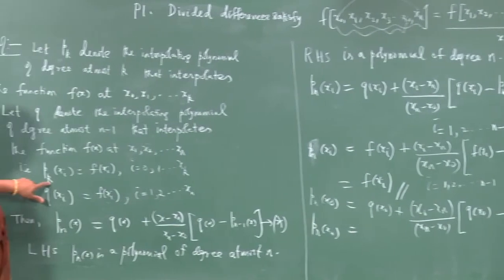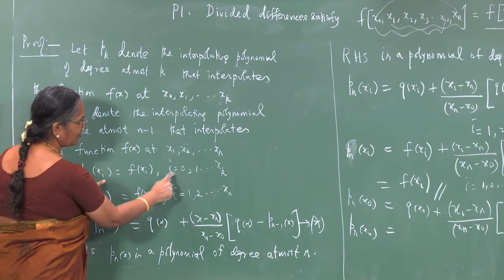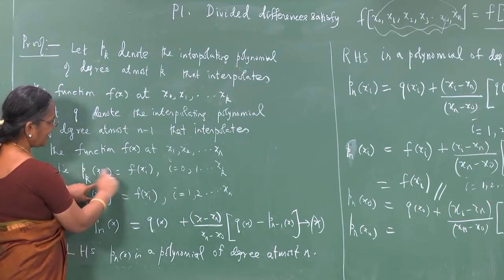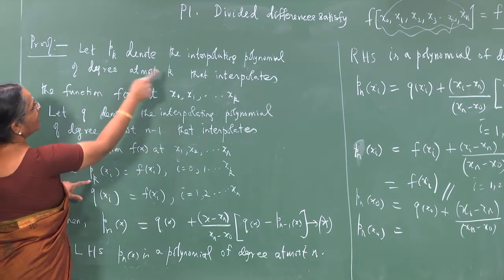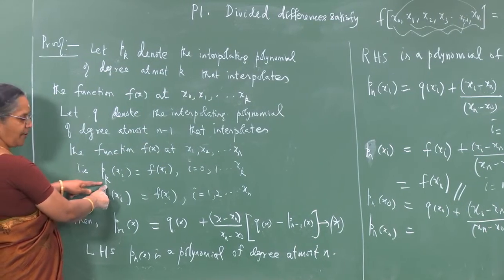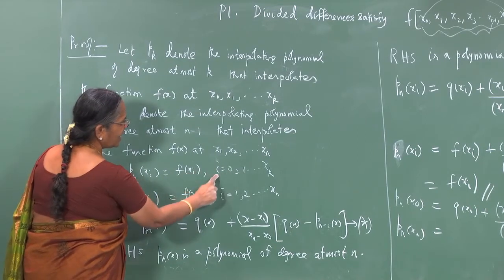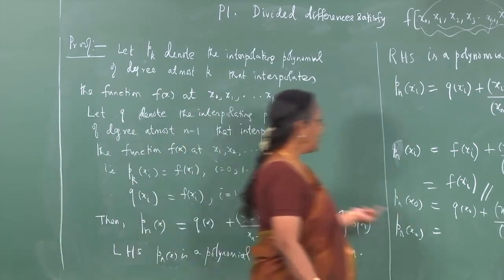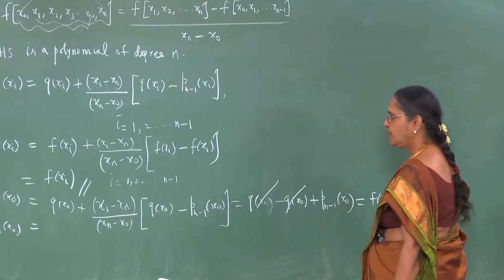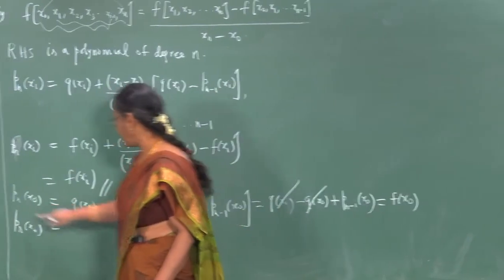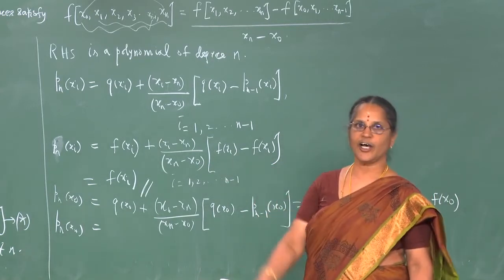Pn minus 1 at x0, because Pk of xi is f of xi for i equal to 0, that is it interpolates the function at x0, and Pk is a polynomial of degree at most k. So, Pn minus 1 is a polynomial of degree at most n minus 1, which interpolates the function at x0. And so, Pn minus 1 of x0 is nothing but f of x0. So, what does it yield? Pn of x0 is f of x0. So, Pn interpolates the function at x0.